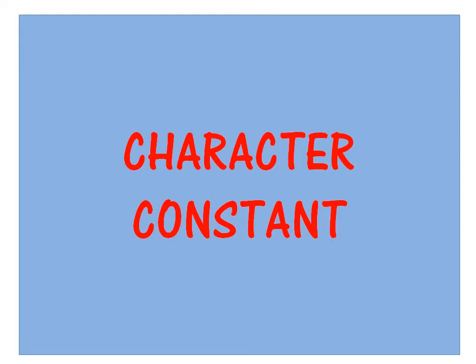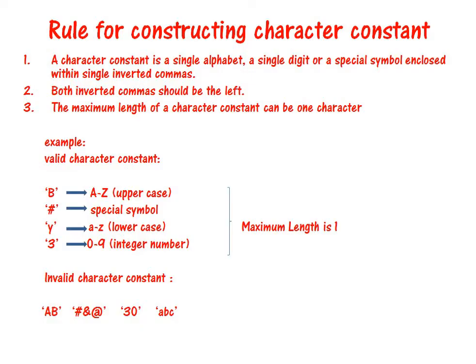Now see the rules of constructing character constant. First, a character constant is a single alphabet, a single digit or a special symbol enclosed within single inverted commas. Second, both inverted commas should be the left. The left inverted comma is applied for character constant. If you use the right inverted comma, it's not allowed. Third, the maximum length of a character constant can be one character only.